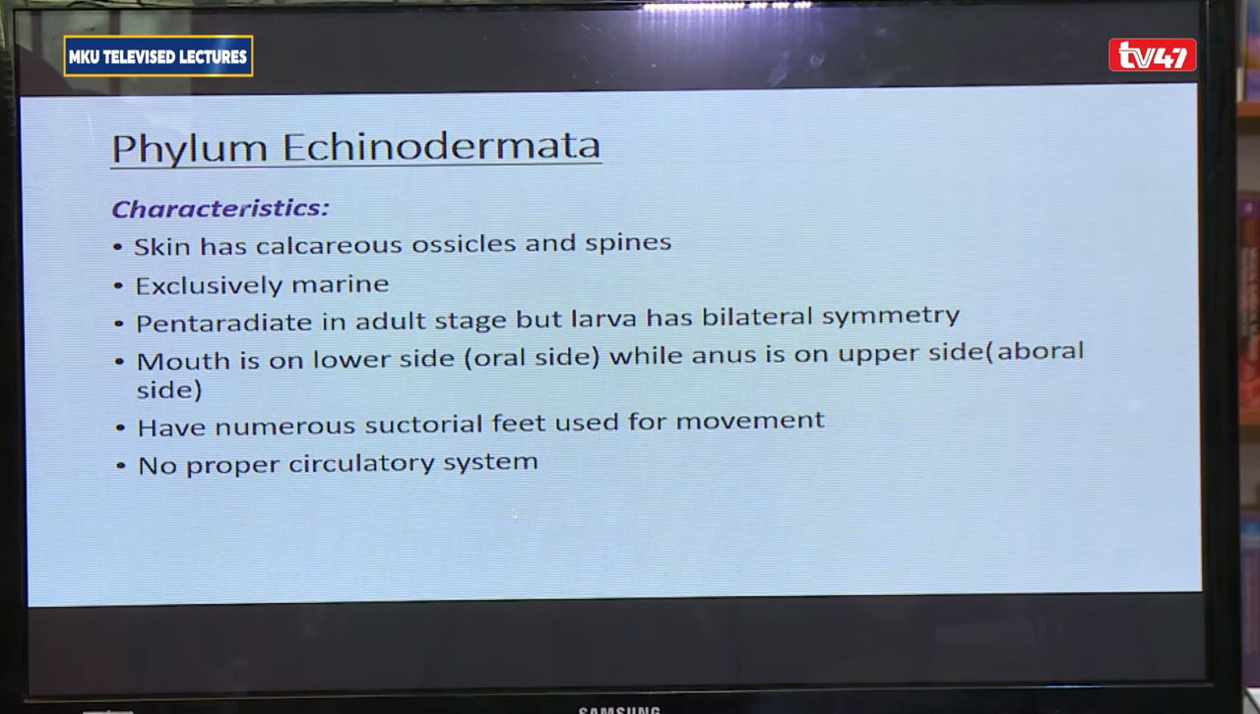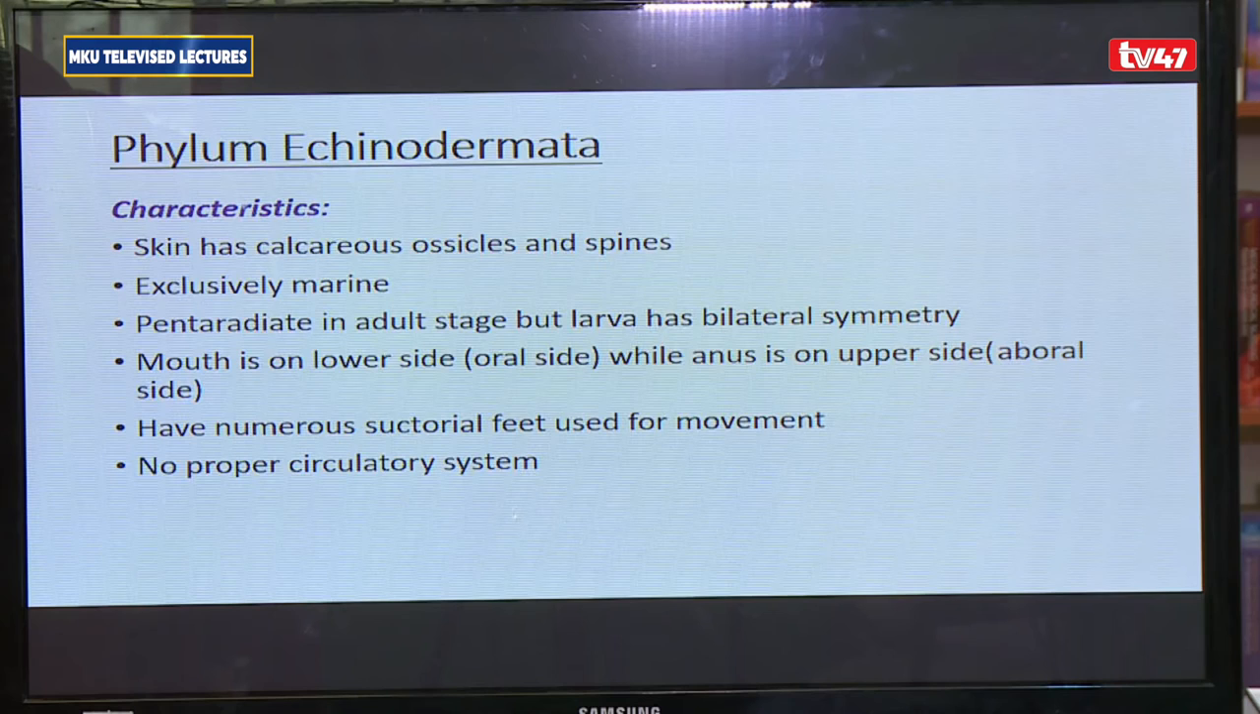The side where the mouth is, is the oral side. The side where the anus is, and therefore you don't have a mouth present, is the aboral side. So that gives them the characteristic of the mouth or oral side being on the lower side, while the aboral or anal side is on the upper side. The other characteristic is that they tend to have tube feet, also referred to as suctorial feet, that they use for movement. They are called suctorial because they are tubes. So when they attach onto a surface, they exert some suction pressure. For them, they don't have a proper circulatory system.